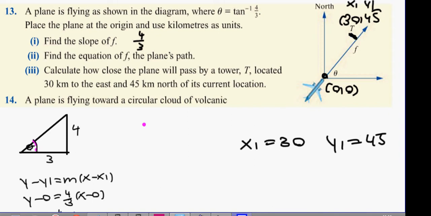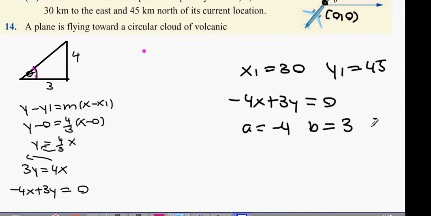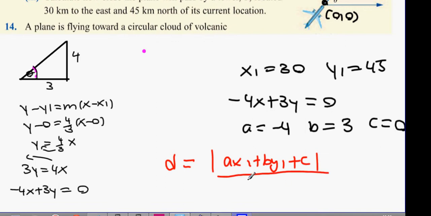Okay. The formula of the line is minus 4x plus 3y equals 0. This means A equals minus 4, B equals 3, C equals 0. Okay. Now that that's done, do the distance formula. D equals ax1 plus by1 plus c, all over the square root of a squared plus b squared.